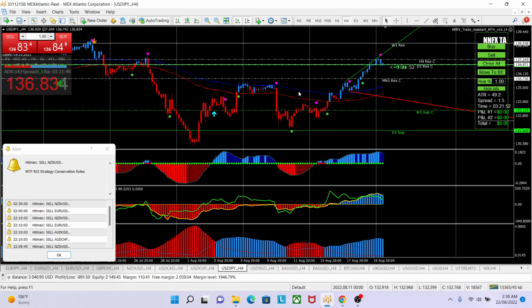Apart from this, I have a dashboard. What this dashboard does is it tells me in which time frames the market is in sell and in which time frames the market is in buy. For example, my default time frame for trading is the 4-hour chart. I normally don't trade below 4 hours, so all my trades are above 4 hours.